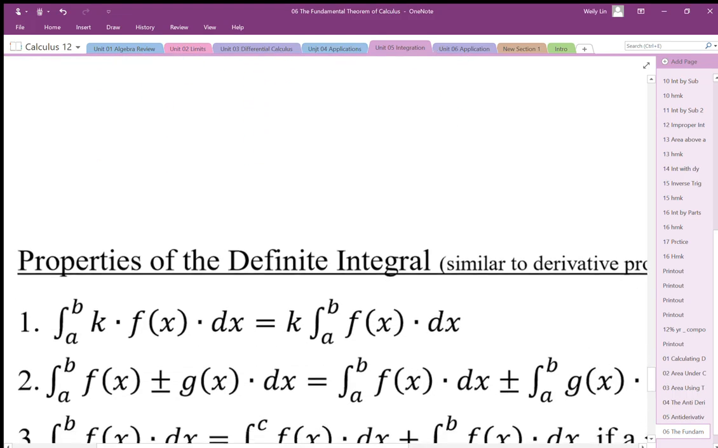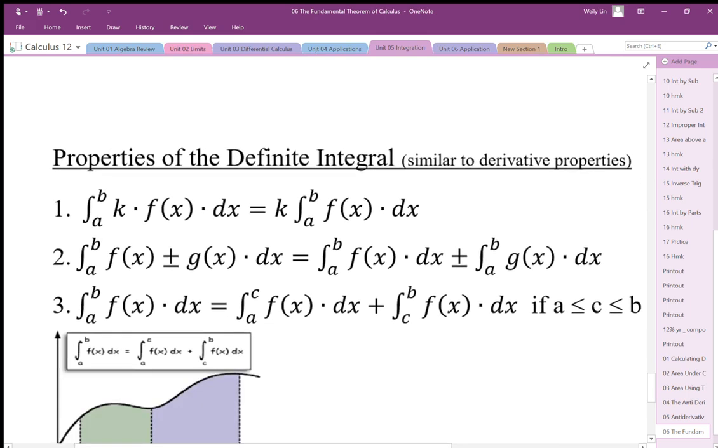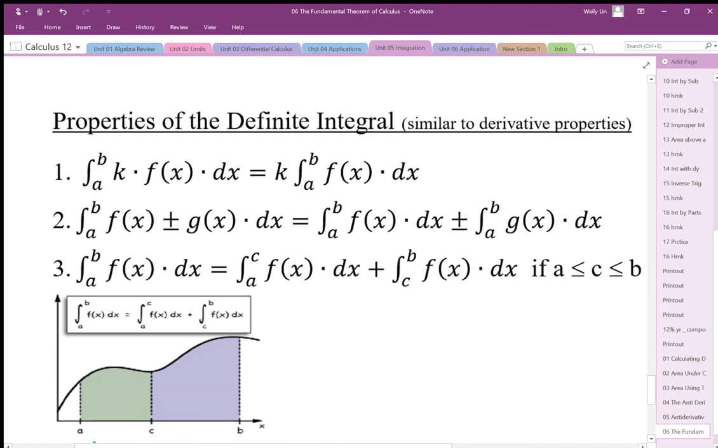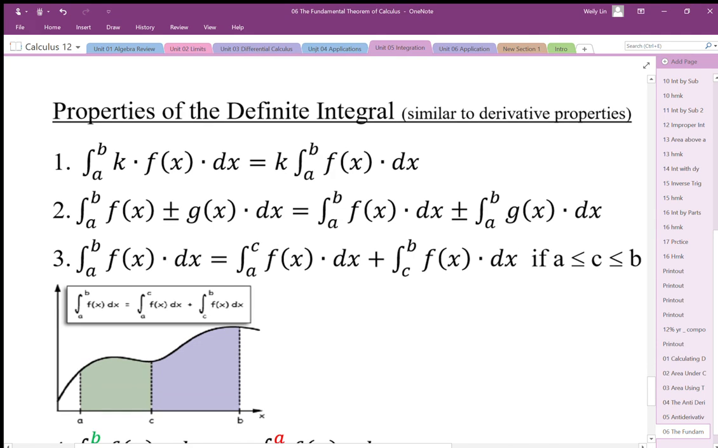So there are some properties to the definite integral, and they basically follow derivative properties. If we have a constant in integration, we don't differentiate constants, so we don't integrate constants. I can integrate functions separately if they're separated by plus or minus, so I can integrate them independently with a plus or minus. This next one is fairly straightforward.